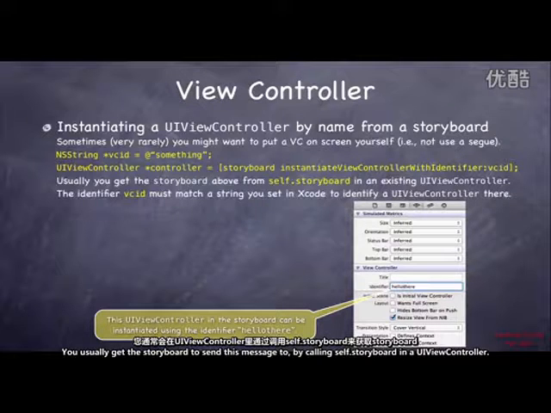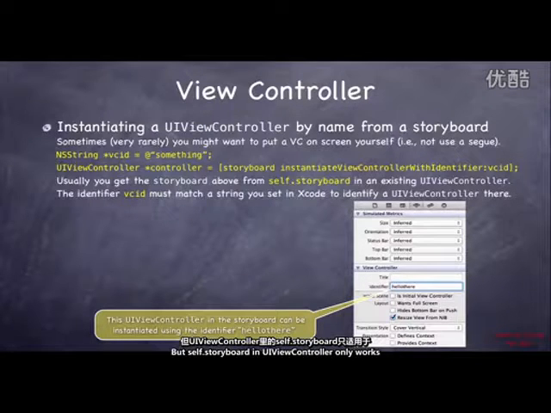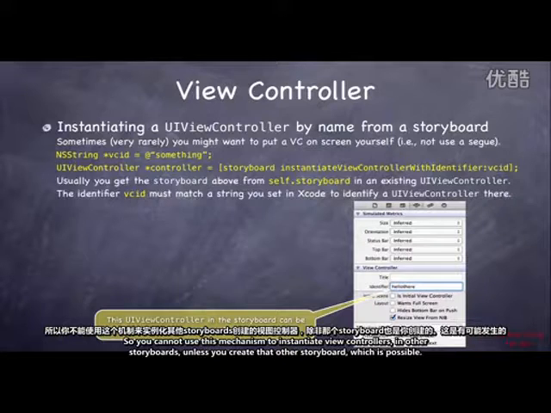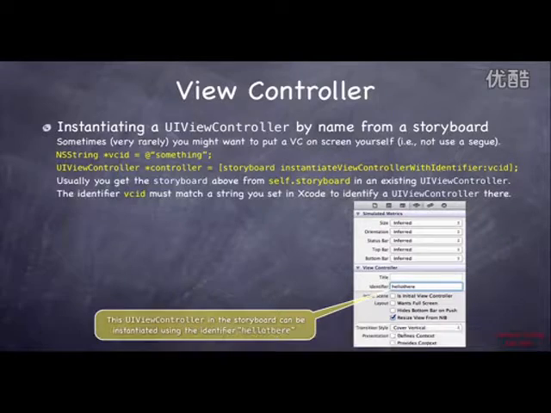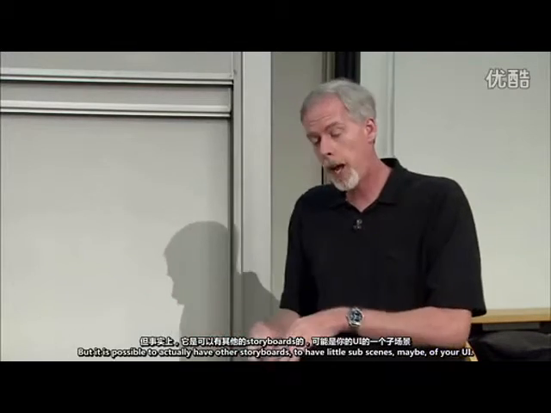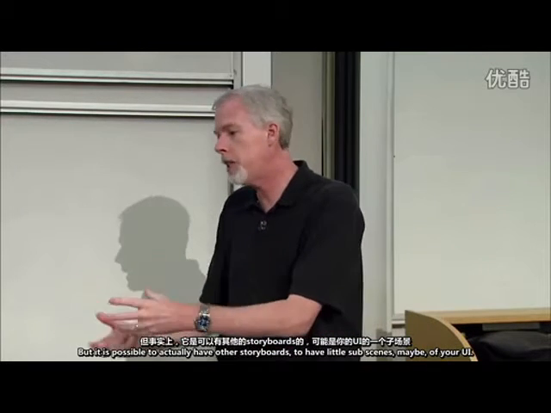You usually get the storyboard to send this message to by calling self.storyboard in a UIViewController. But self.storyboard in UIViewController only works if that view controller came from a storyboard. In other words, self.storyboard is the storyboard that this view controller came from. So you cannot use this mechanism to instantiate view controllers in other storyboards unless you create that other storyboard, which is possible. You can create a storyboard. In this class, we're only going to have two storyboards, our iPad storyboard and our iPhone storyboard. That's it. But it is possible to actually have other storyboards that have little sub-scenes, maybe, of your UI. We're not going to do that in this class, but you can do it.